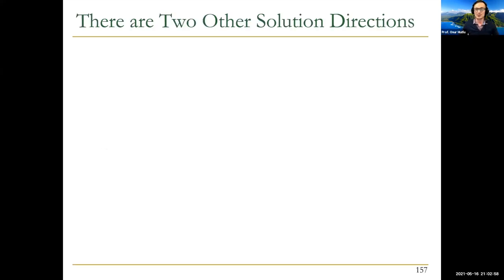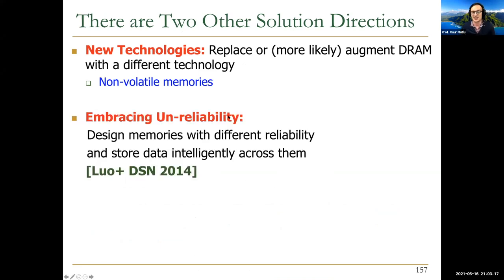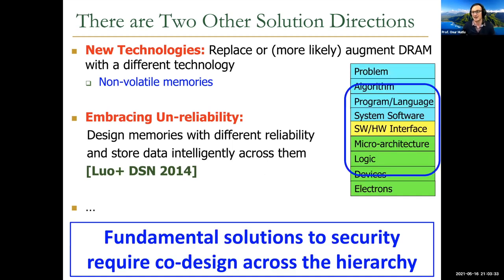I think there are two other solution directions that are interesting: new technologies, somehow replacing or more likely augmenting problematic technologies with different technologies. I think that's good, but the difficulty is, non-volatile memories are examples, phase change memory. The difficulty is all memory technologies have problems. There's no perfect memory technology. Embracing unreliability could be interesting for sure if we can afford to do it. If we can design memories with different reliability guarantees and store data intelligently across them by taking a hardware-software co-design approach, I think that could potentially work. But that requires a lot of co-design across the hierarchy as well. So I think we really need to rethink algorithms to devices for both of these.